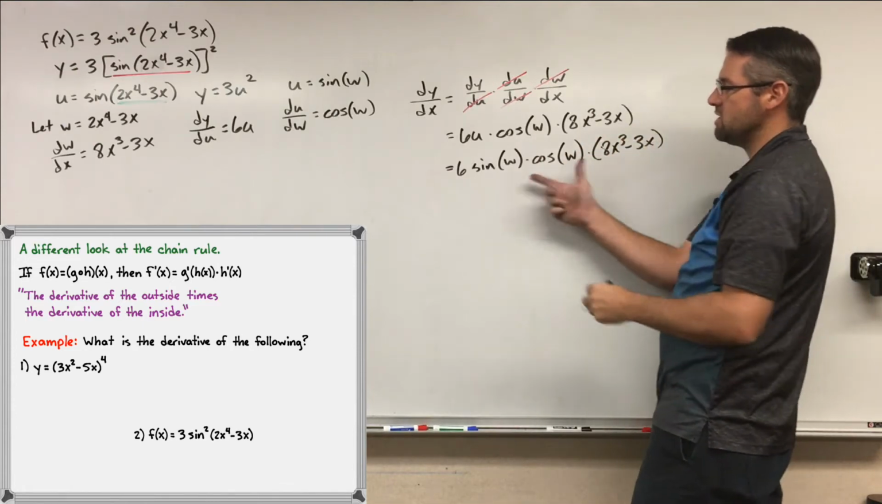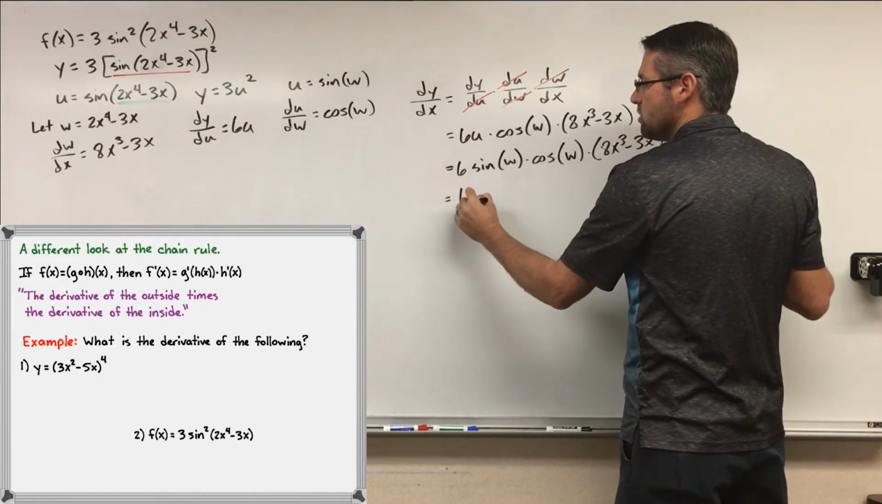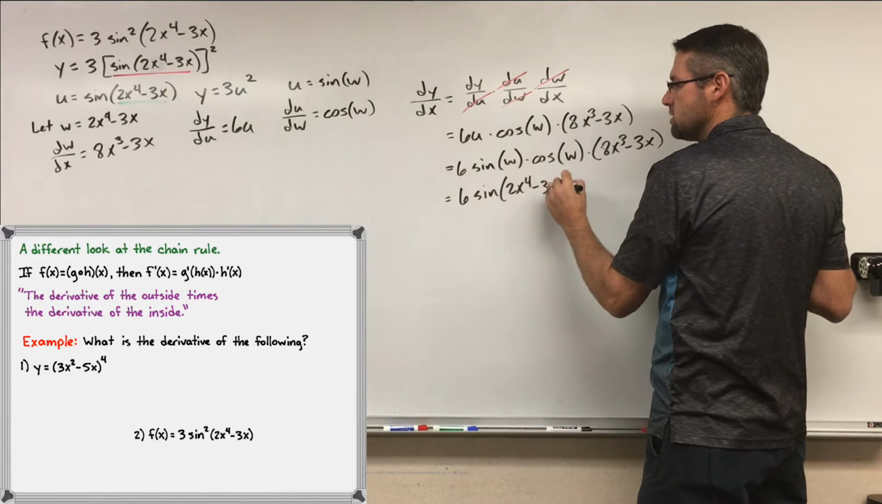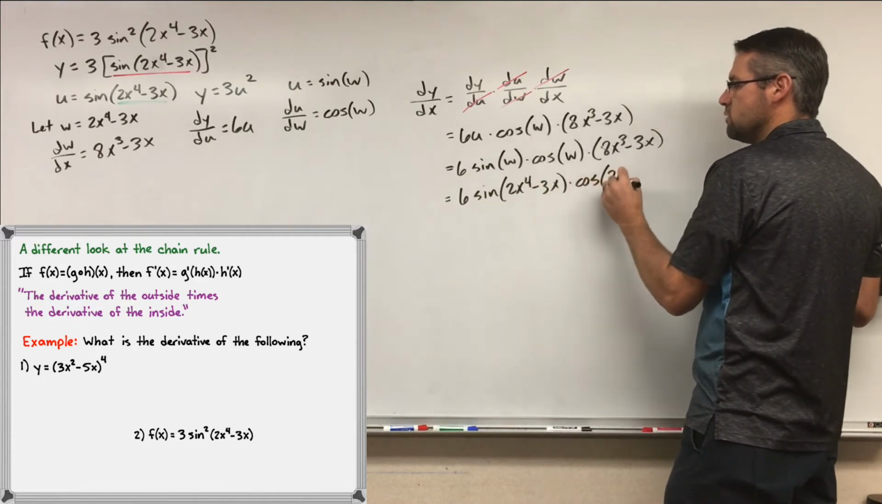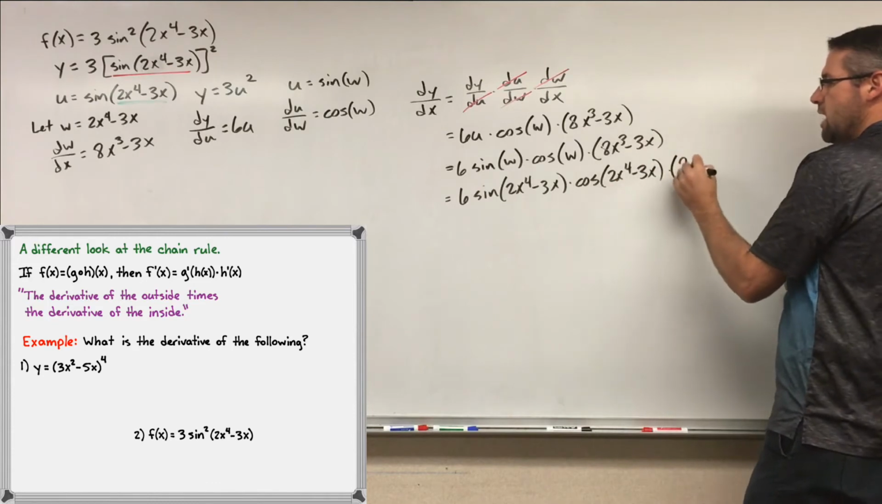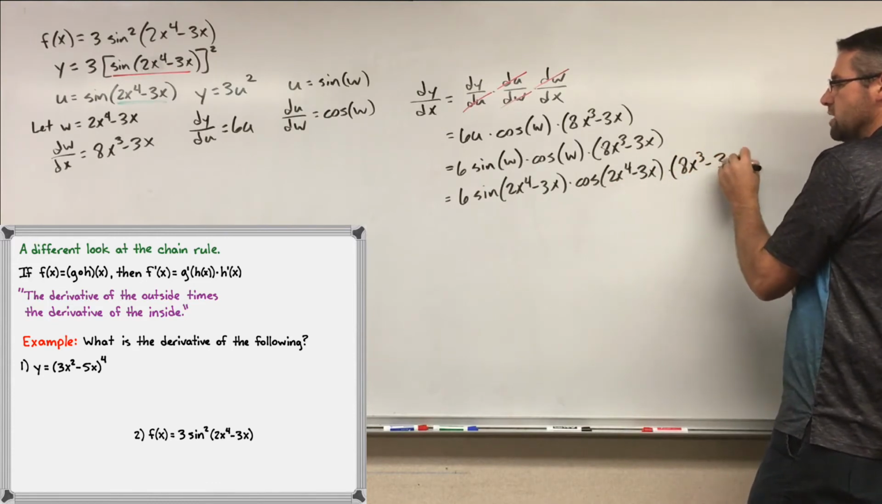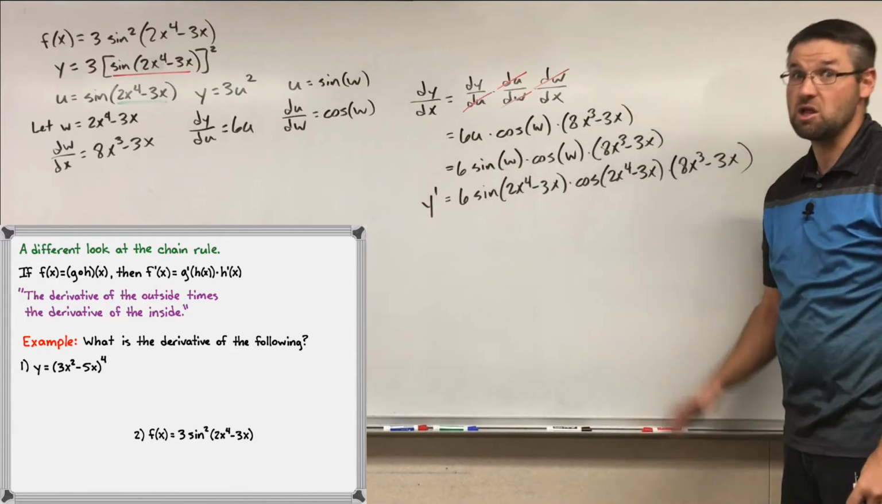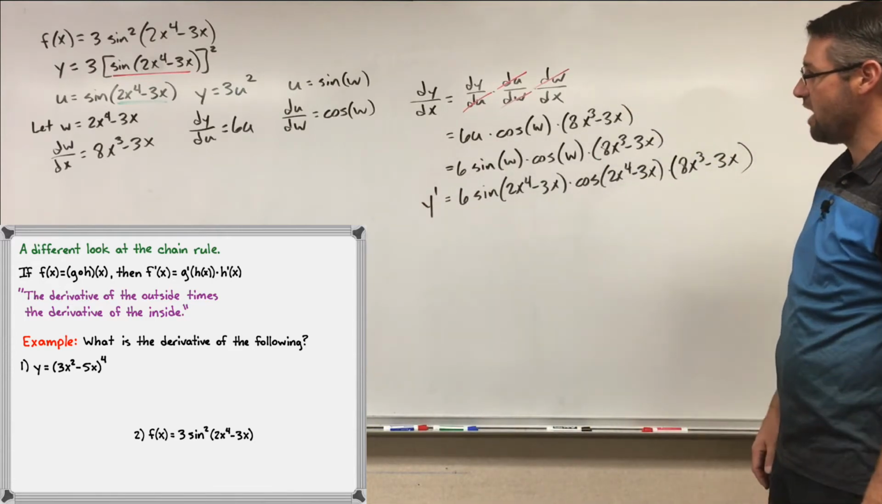And then we've got to replace the w now. So we got 6 sine of 2x to the 4th minus 3x times cosine of 2x to the 4th minus 3x times 8x to the 3rd minus 3x. So that is my derivative function. That was a lot of work using that method.